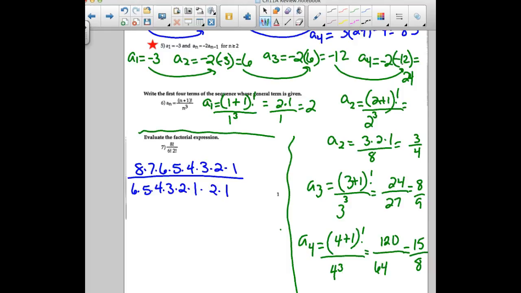And we can do a lot of simplifying here before we even grab a calculator, because we have 6, 5, 4, 3, 2, 1 on the top and the bottom. Those are going to cancel each other out. So we really just have 8 times 7, or 56, divided by 2 times 1, or 2, which gives us 28.